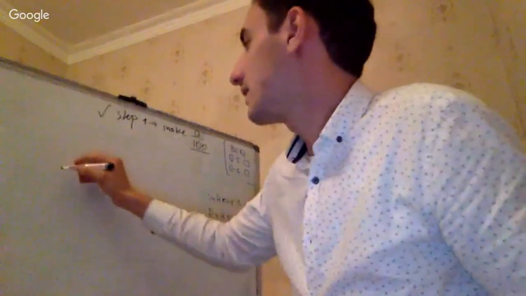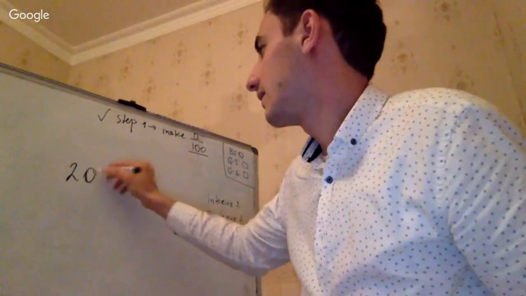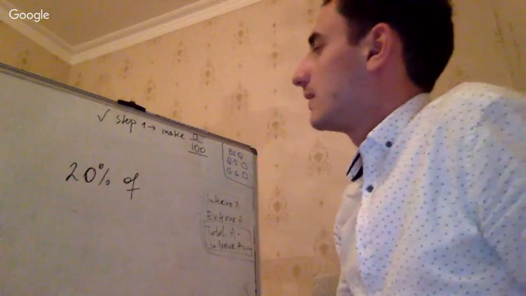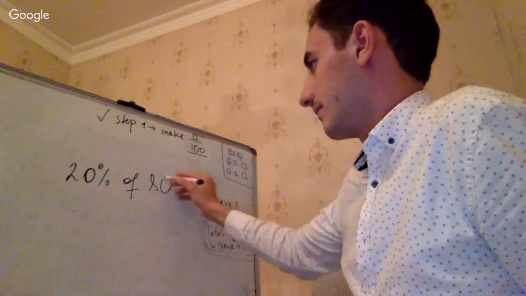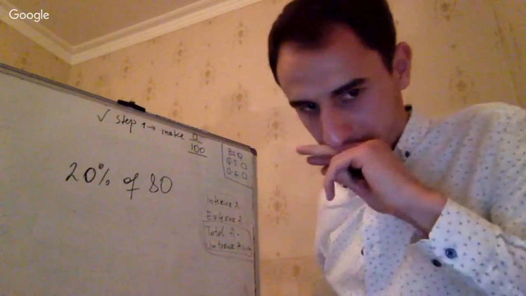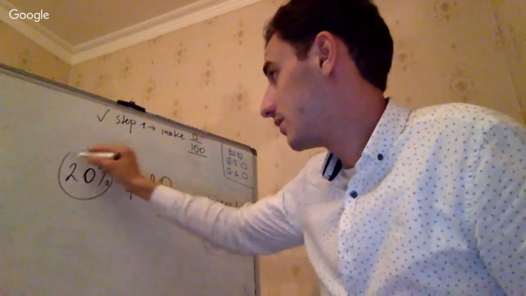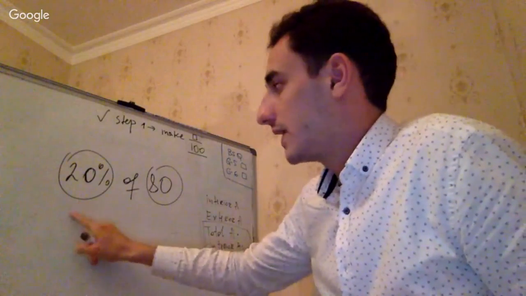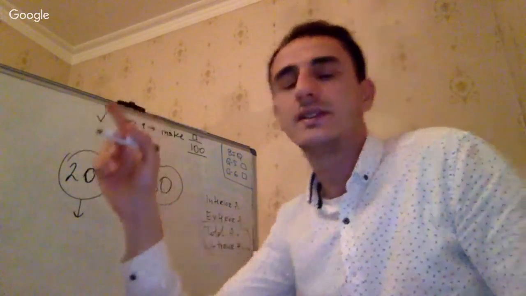Okay, we have a percentage, for example, 20% of... let's find 20% of 80. Okay? Percentage of amount. For doing that, first step is convert the given percentage into fraction.